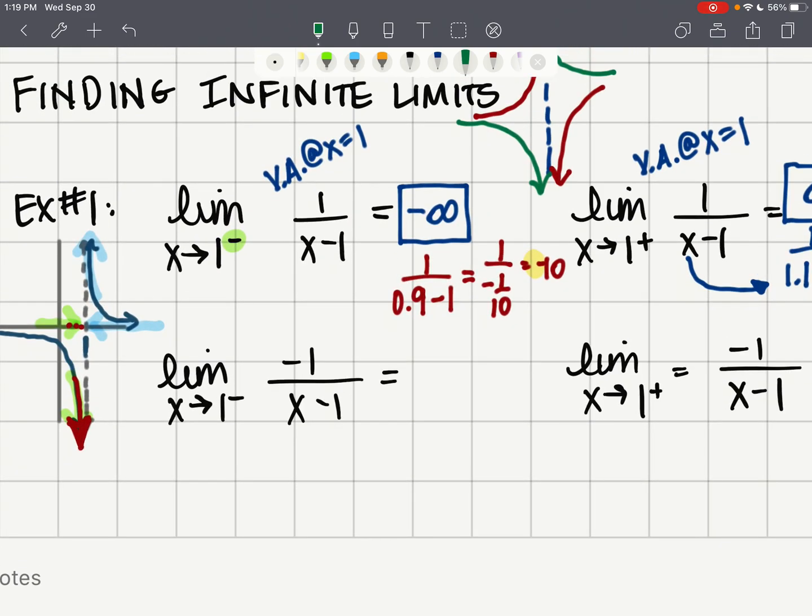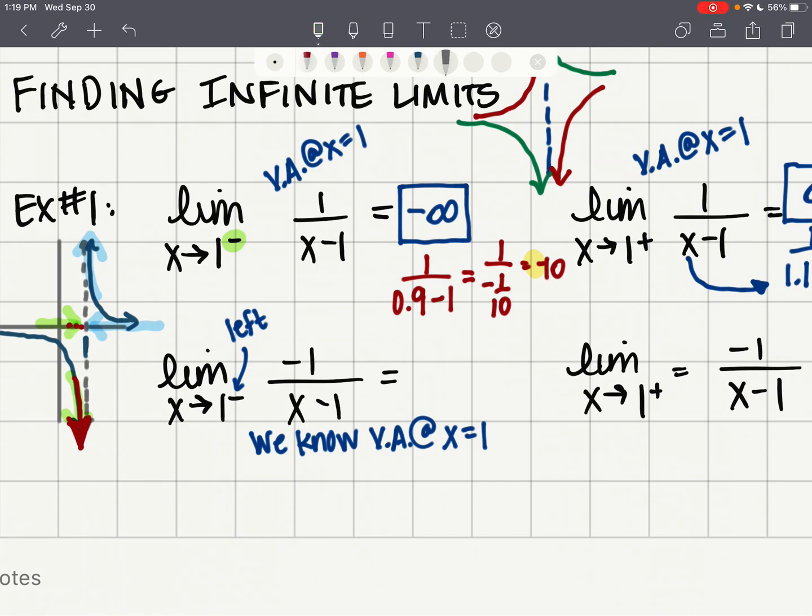Okay, what's happening here? Let's try this numerically. We know we have a vertical asymptote at x equals 1. So from the left side of 1, we're going to have 0.9. I like to just use a tenth. So I'm going to have negative 1 over 0.9 minus 1. That's negative 1 over negative 1/10. A negative over a negative is a positive, and 1 divided by 1/10 is 10. So that's a positive value.